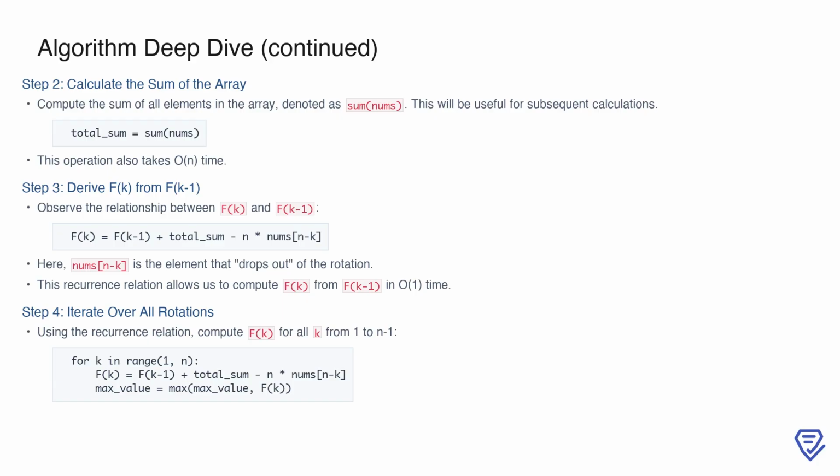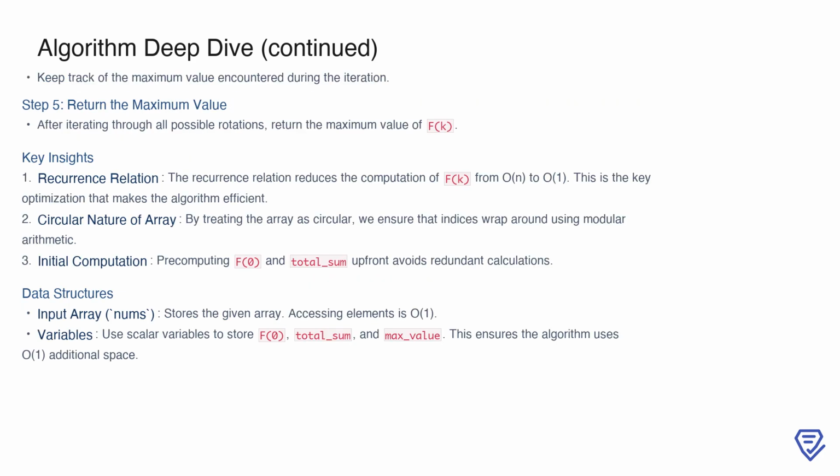Finally, we iterate over all possible rotations, updating f(k) and keeping track of the maximum value encountered. During the iteration process, we maintain a variable to store the maximum value of f(k) seen so far. Once all rotations have been processed, this variable will hold the result.